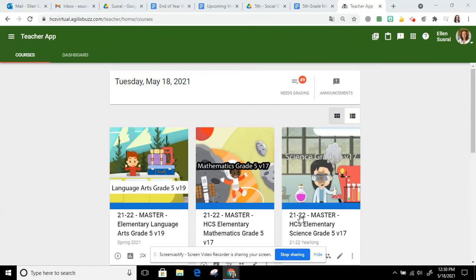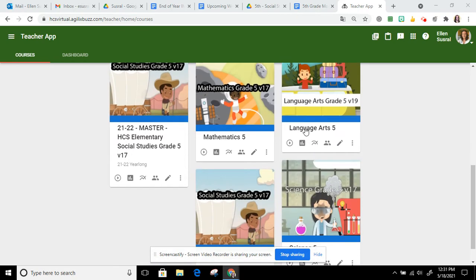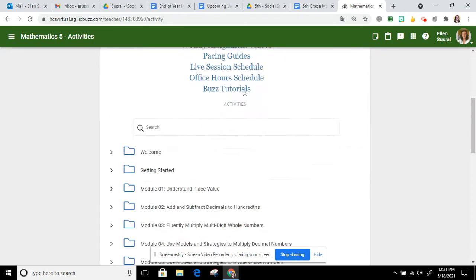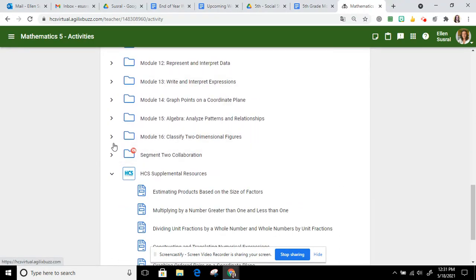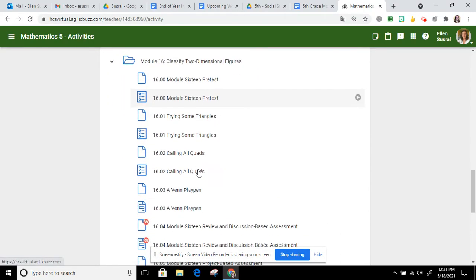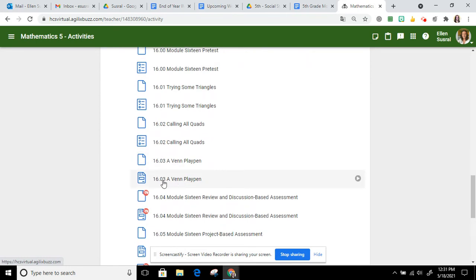Hey boys and girls, I'm going to go ahead and show you where you can find your assignment for math. The lesson's titled 1603, a Venn playpen. So we're going to go to your math course. We're going to scroll all the way to the bottom to module 16. We're looking at lesson 1603, a Venn playpen. We'll click on the lesson.